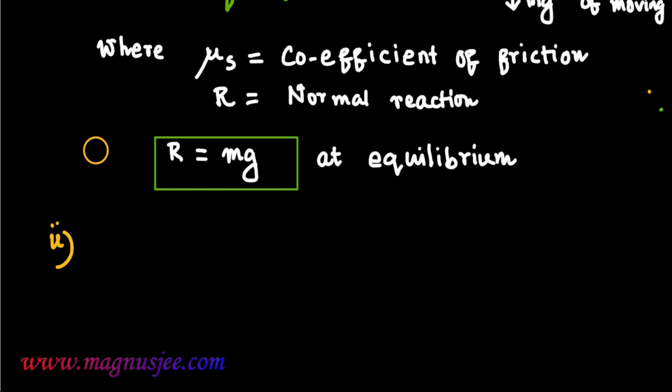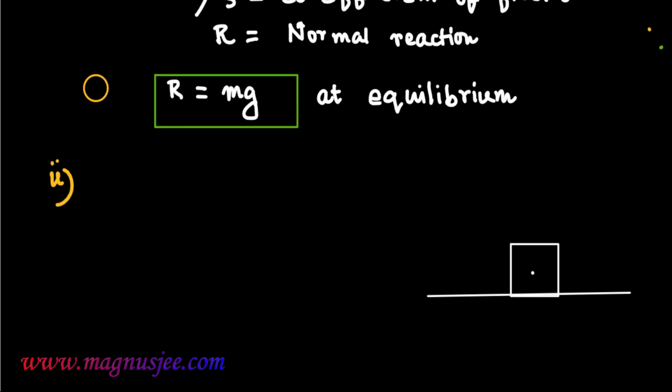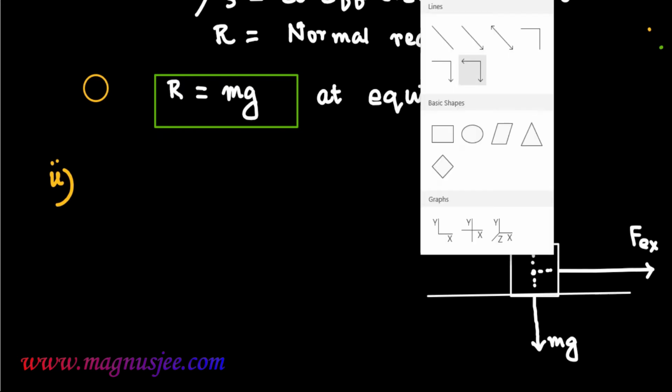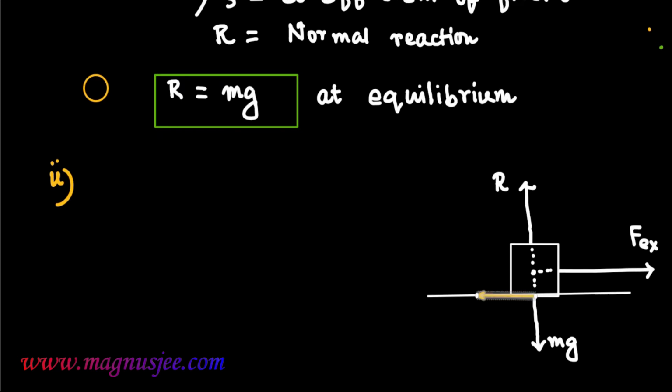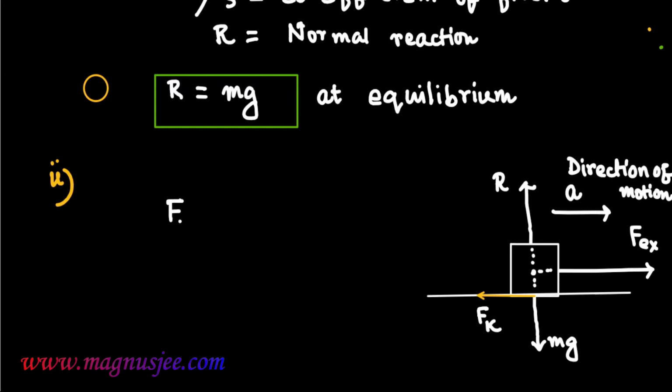Number 2 formula. A body is placed on a rough surface, and mg is the weight of the body which acts downwards, R is the normal reaction which acts upwards, Fex is the external force which is acted on the body, and here kinetic friction Fk acts in the opposite direction, and the body will be moving with an acceleration a in the direction of applied force Fex.